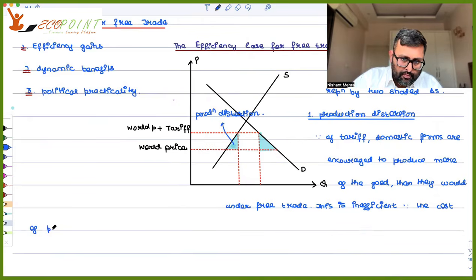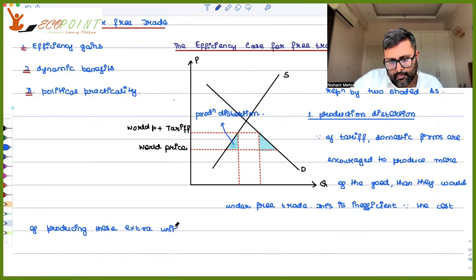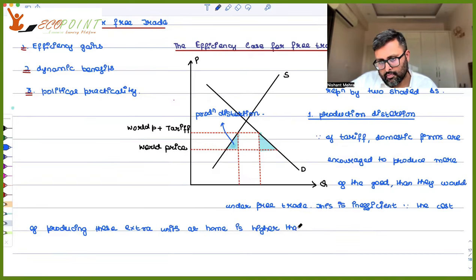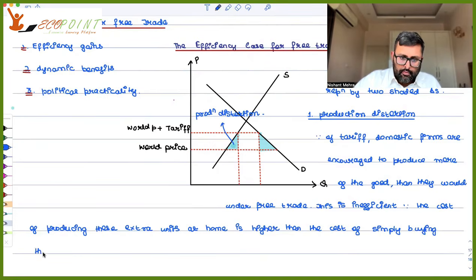This is inefficient because the cost of producing these extra units at home is higher than the cost of simply buying them on the world market.